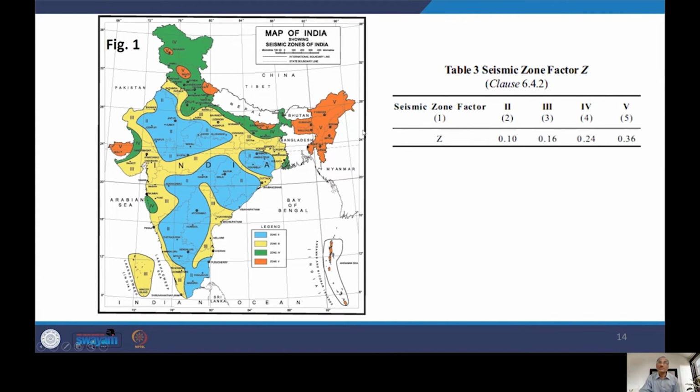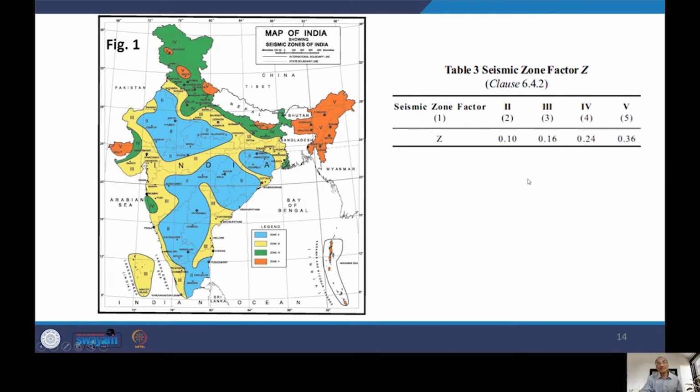Okay, so we continue with this. You may be aware there are 4 zones only: second, third, fourth, and fifth. There is no first zone. The seismic zone factor for the second zone is 0.10, for the third zone 0.16, for the fourth 0.24, and finally the highest seismic zone has a zone factor of 0.36. So this was Table 3.